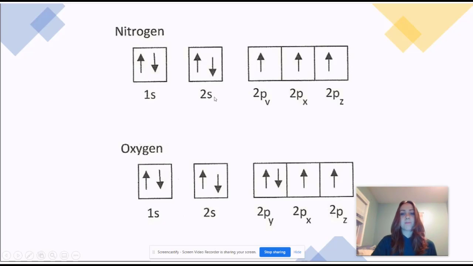So for nitrogen, the outer shell is 2p3, but for oxygen, the outer shell is 2p4. So it's going to be a lot easier to remove this electron from this paired electron, rather than removing an electron from this half-filled orbital. So therefore, the ionization energy is going to be a lot higher for nitrogen than it is for oxygen.